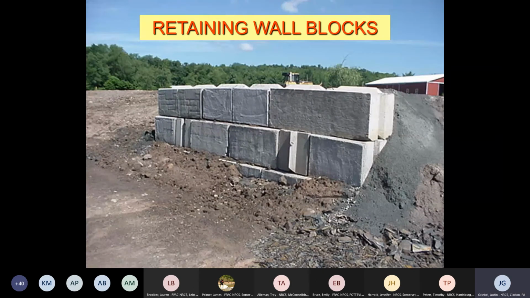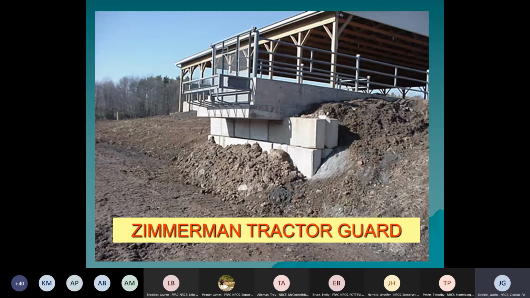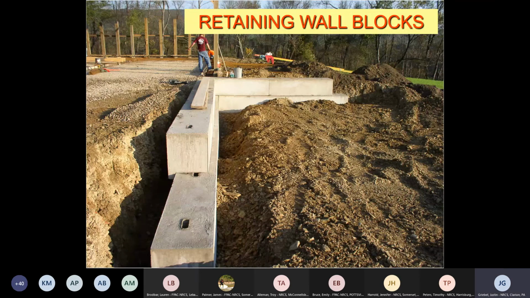Retaining wall blocks are concrete waste blocks, typically used around a barnyard. Here we've got a Zimmerman push-off guard sitting on top of those where they're pushing the manure off and into the manure spreader. Using the same type of blocks as a retaining wall.